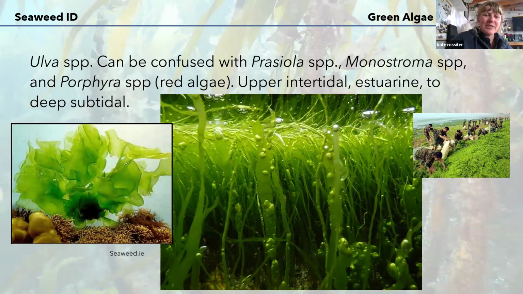So here are our green seaweeds. These guys are like the coralline algae in that they're very hard to identify. So you have your Ulva species, your sea lettuces. They can be confused with Prasiola species or Monostroma species and Porphyra, which is a red. They're generally found in the upper intertidal estuarine habitats and the deeper subtidal habitats. So you'll probably encounter them in the intertidal or an estuary.